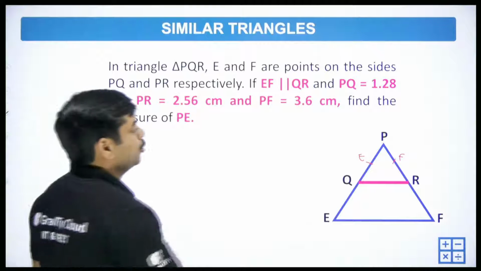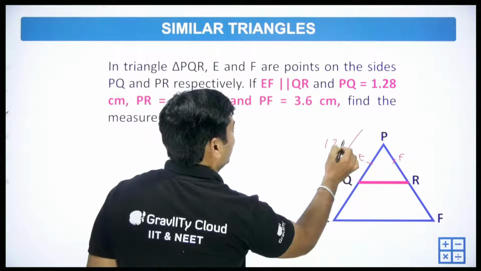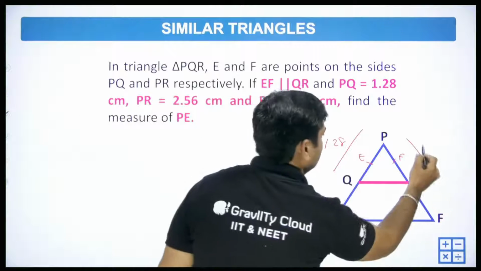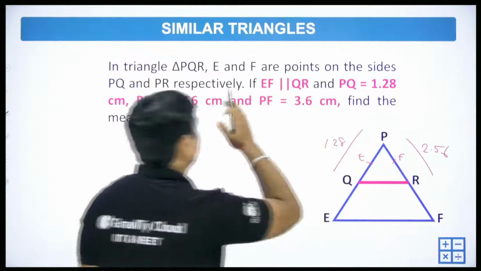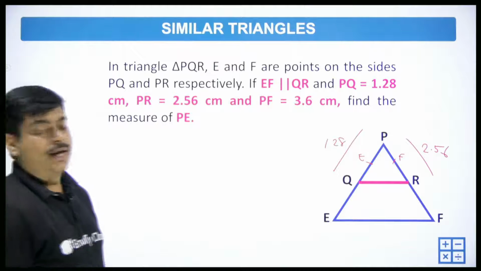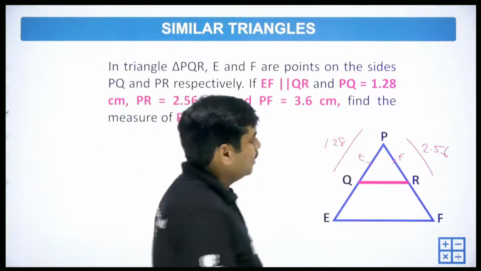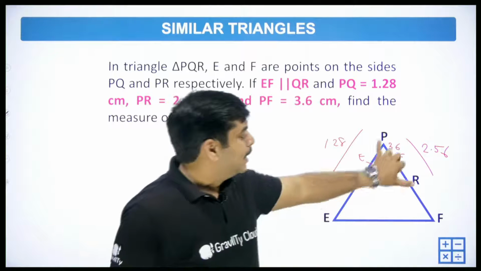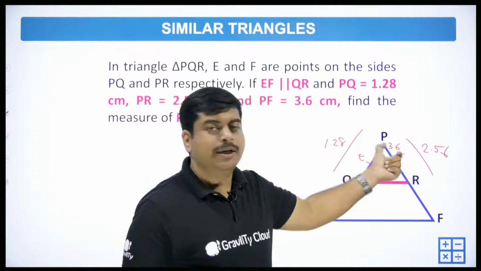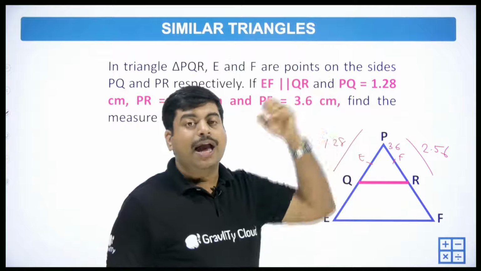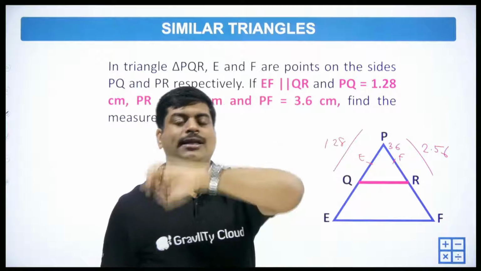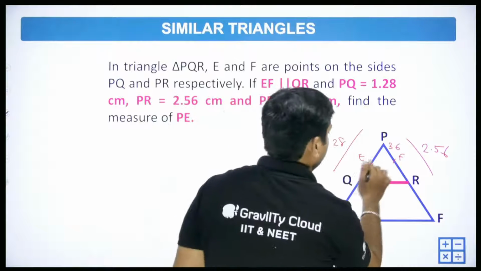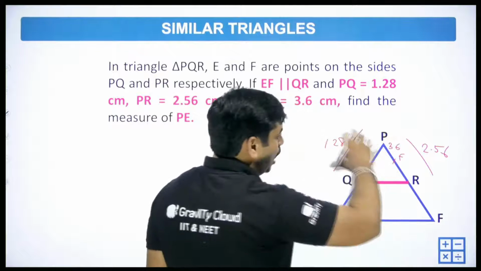PQ is given as 1.28. This complete thing is 1.28. And carefully see here, PR is given as 2.56, and PF is given as 3.6. PF is 3.6. Can that happen? Carefully see here. This PR is 2.56, but not PF. PF is more than that. That means F is a point outside the region of the triangle. So F is no more here, even E is no more here. So they are outside the triangle.